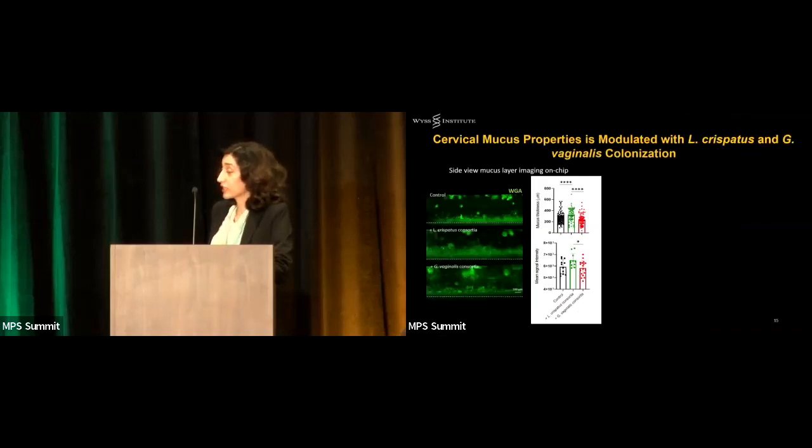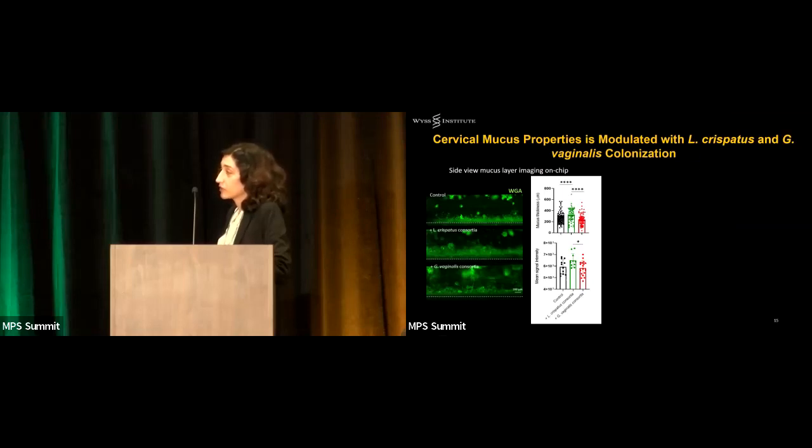Having the mucosal layer gives us the advantage to look at the interaction of the bacteria and the cervical mucus on the chip. Here you see a cross-sectional image of the cervical layer, and the middle and bottom. The middle one is where the chip is inoculated with the L. crispatus, and the bottom is G. vaginalis. And I hope you can appreciate some of the qualitative changes that are happening in the cervical mucus with the presence of these 2 types of commensal and dysbiotic bacteria.